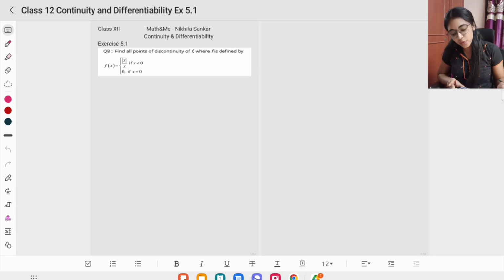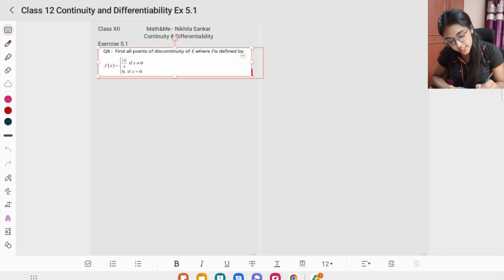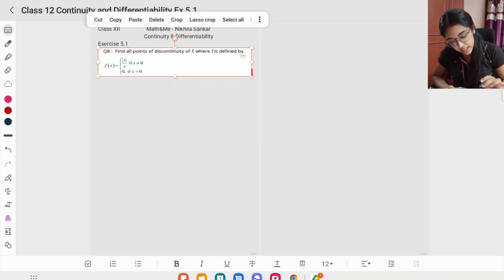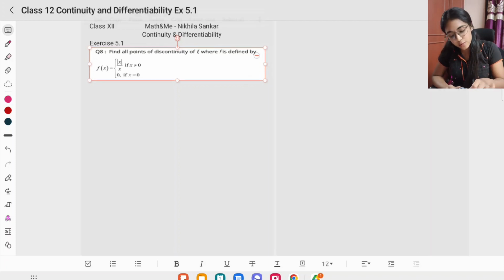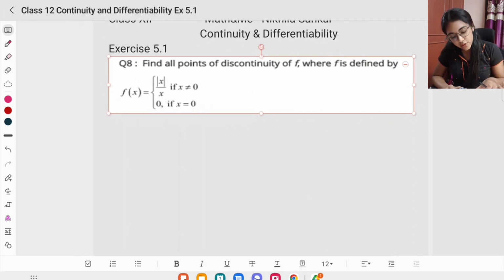So, let's move on to question number 8. First, let us see what the question says. Find all the points of discontinuity of f, where f is defined by f of x equals mod x divided by x. I'll zoom in for you. Okay, so this is your first page.